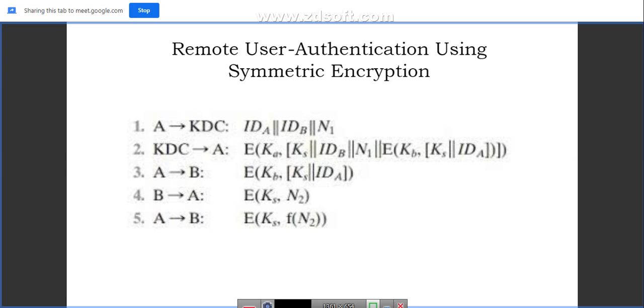Okay, when this package has reached B, B can easily open it. Why? Because B knows his own private key, so only B can decrypt this package, and B comes to know about what all things? B comes to know about the session key KS, and B comes to know about the sender's detail IDA. Okay, IDA. This IDA is not sent by A. This IDA is sent by KDC. So B can easily trust A's identity as A's identity has been sent by the trusted party. So B can easily trust this IDA, this detail.